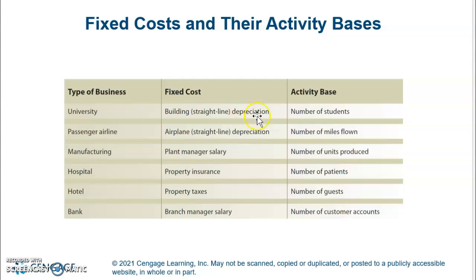So here are the fixed costs for a university, maybe the building. You're going to have a set amount of depreciation. If you use straight line, it's going to be the same. For manufacturing, a plant manager salary would be fixed. And you're going to divide it by the number of units produced. That would be your activity base. And then for a hotel, property taxes would be divided by the number of guests.